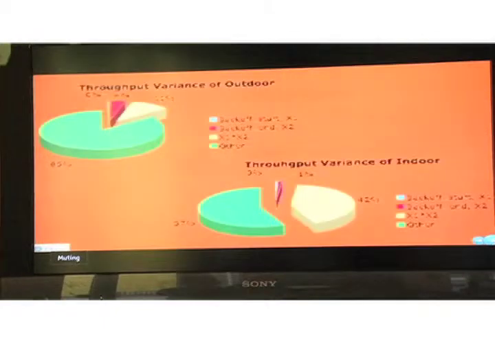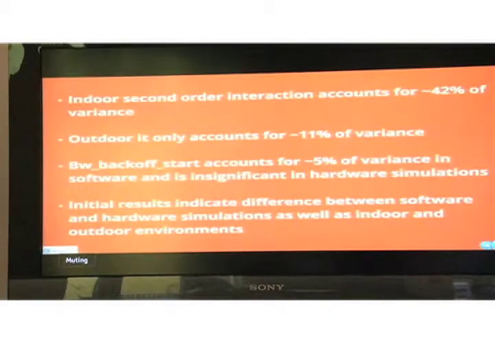In our hardware simulations, we have not yet simulated our attacker nodes, but we have done an analysis of the indoor and outdoor environments using back off start and back off end. You can see that the second order interaction is significant in both of these environments. There is a huge difference, though: for indoor, the interaction accounted for 42% of the variance, whereas in outdoor, it only accounted for 11%. Another thing to note is the client's back off start accounted for 5% of the variance in the software simulation, whereas in our initial hardware simulations, we're not seeing it be significant at all.